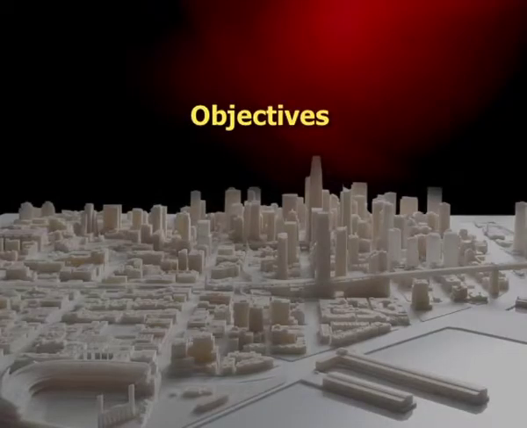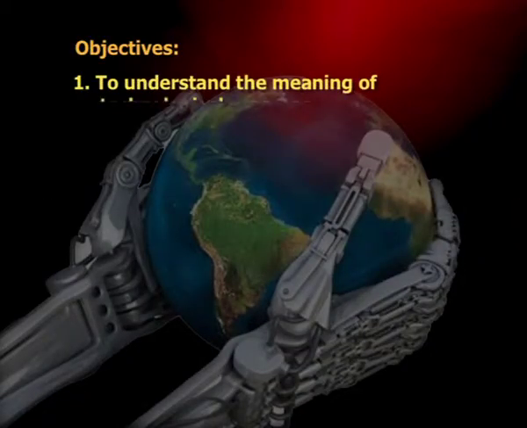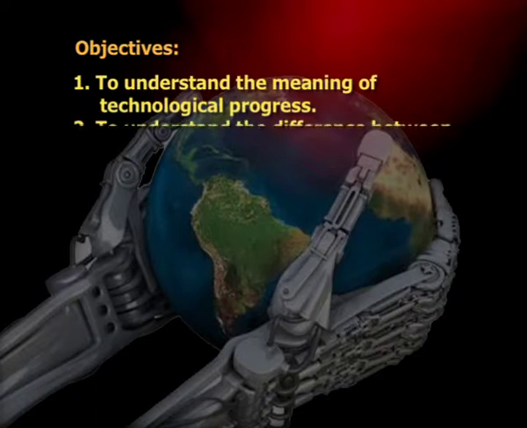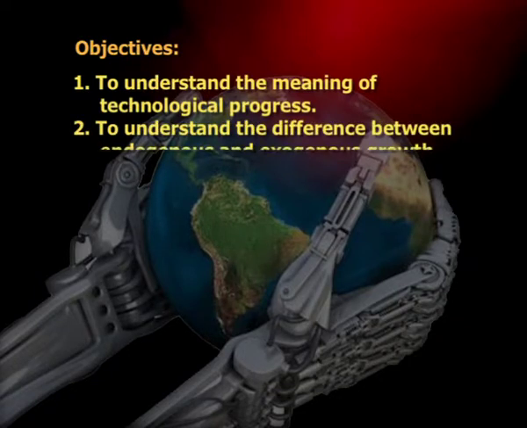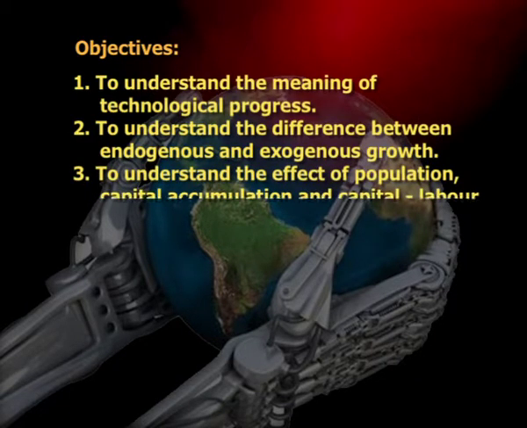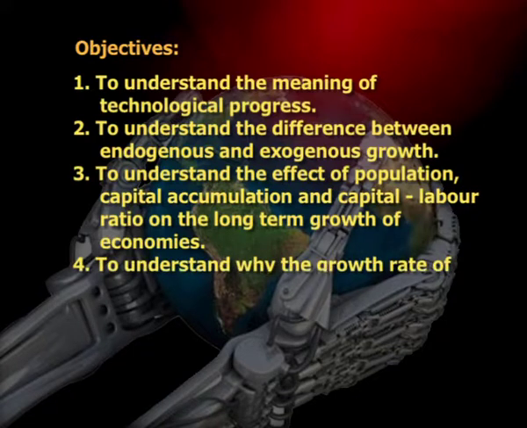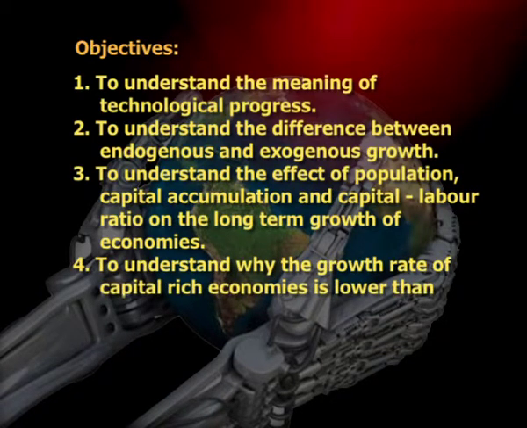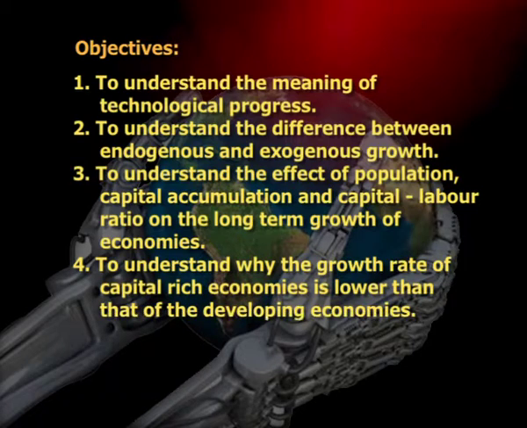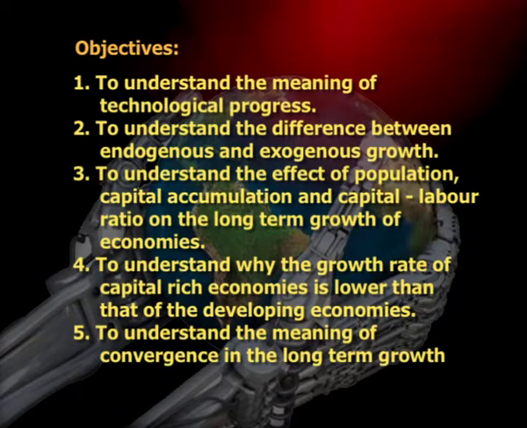The objectives of this session will be to understand the meaning of technological progress, to understand the difference between endogenous and exogenous growth, to understand the effect of population, capital accumulation and capital labor ratio in the long term growth of economies, to understand why the growth of capital rich economies is lower than that of the developing economies. Fifth, to understand the meaning of convergence in the long term growth process.